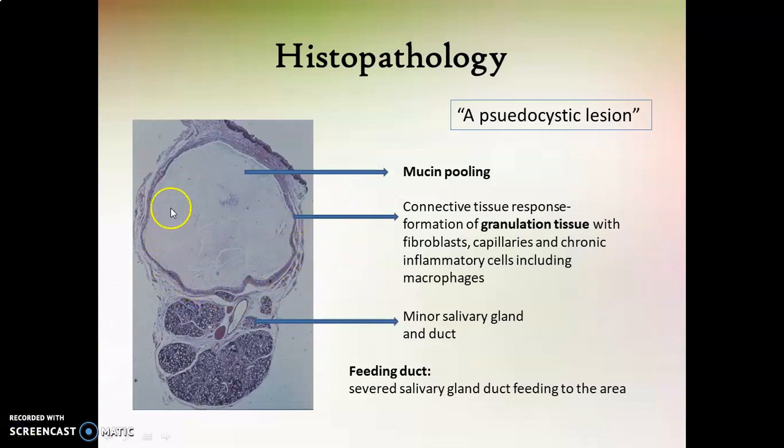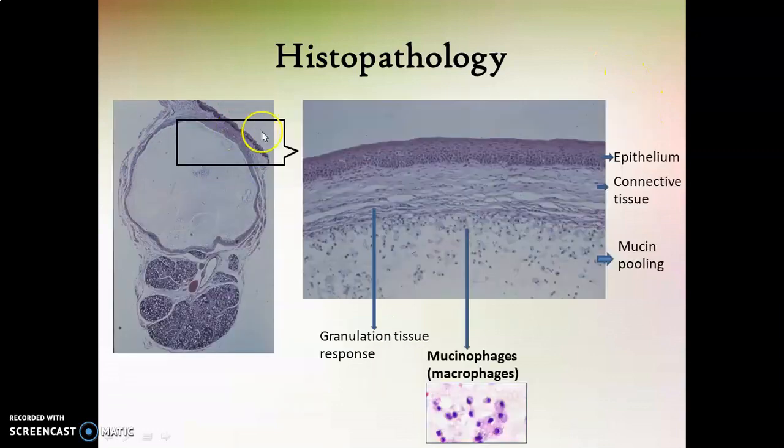The lesion of mucocele is usually clinically fluctuant and even pathologically it has an appearance of a cyst, but it lacks a true epithelial lining. The mucus pooling doesn't have an epithelial lining surrounding it, so it cannot be considered a true cyst and is considered to be a pseudocystic lesion. So now let's see the mucocele in higher magnification.